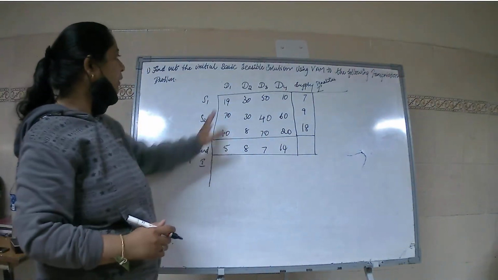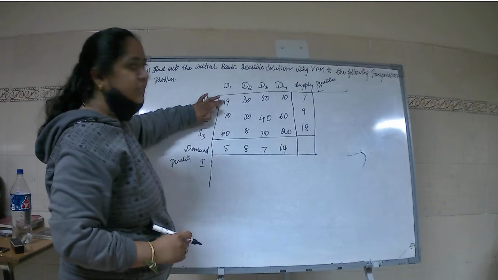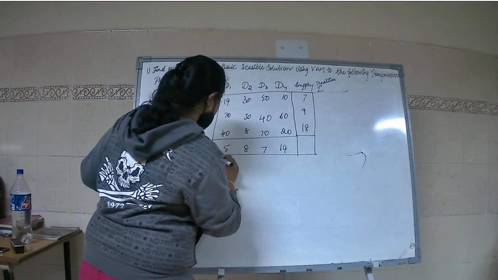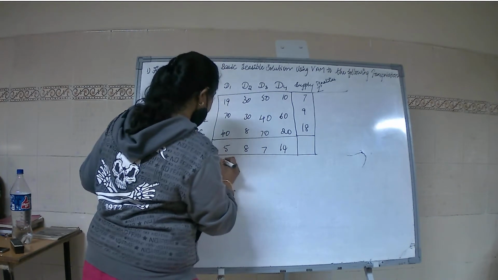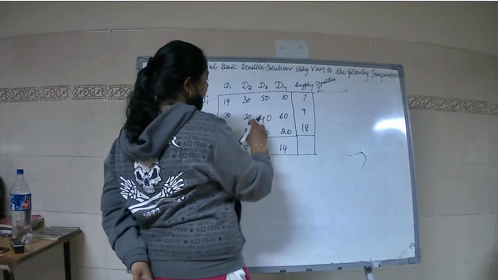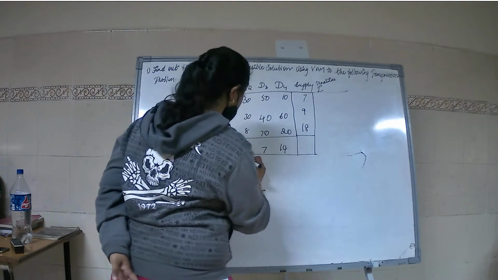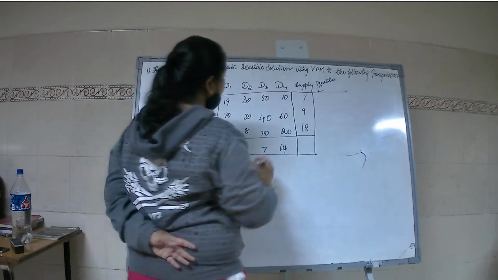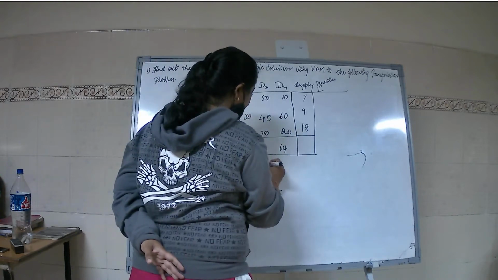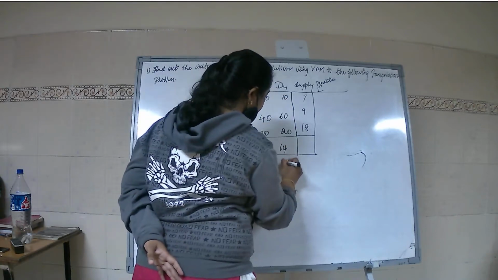Now first I will go with destinations. Here you have to subtract 40 minus 19. So how much are we going to get? 21. Then next, here 30 minus 8. Good, 22. Then next, the minimum is 40, so 50 minus 40 is 10. Next is 10 and 20. 20 minus 10 is 10.